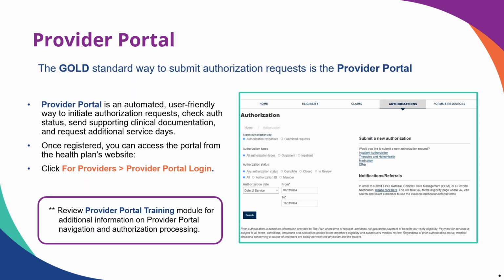The provider portal. The provider portal is really the gold standard method to submit the authorization request. The provider portal is an automated, user-friendly way to initiate an authorization for services, check on the status of an authorization, send the clinical documentation, and request additional service days. Once registered, you can access the portal from the plan's website. You will find the provider portal login link under the For Providers tab. Please review the provider portal training module for complete information on how to submit and view the status of authorization requests.